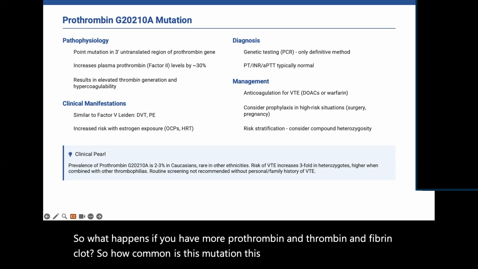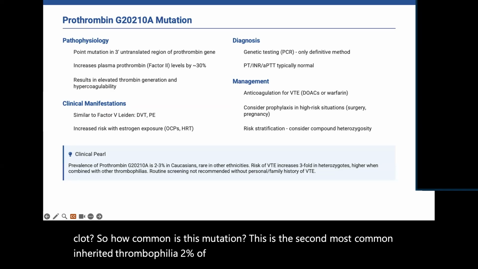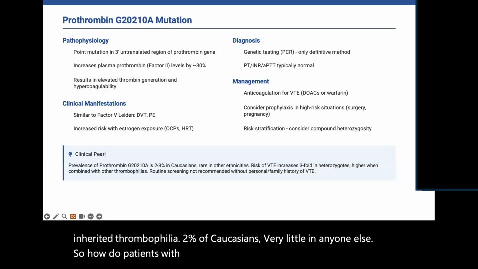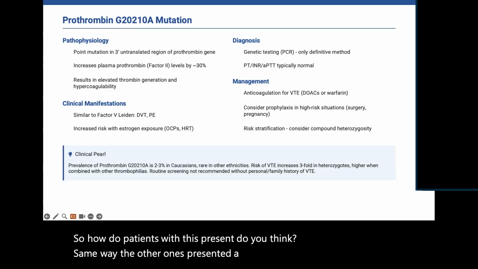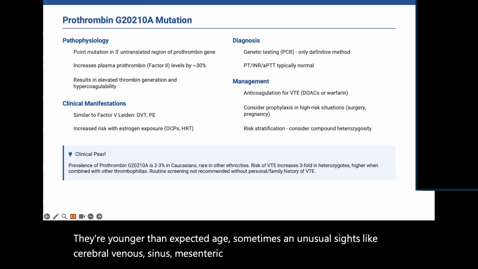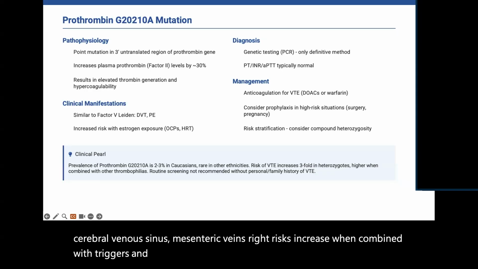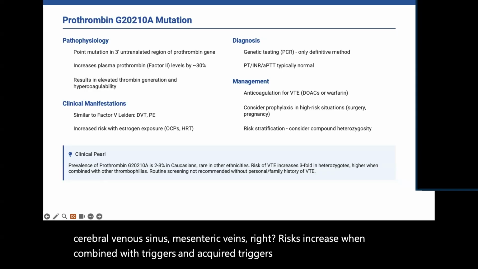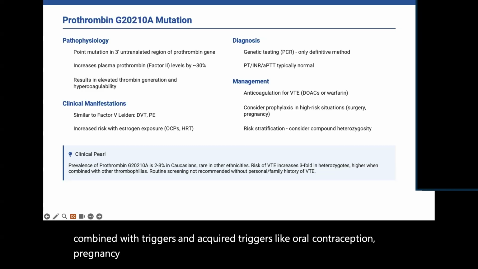So how common is this mutation? This is the second most common inherited thrombophilia. 2% of Caucasians, very little in anyone else. So how do patients with this present, do you think? Same way the other ones presented. A venothrombotic event, a DVT, a PE. They're younger than expected age, sometimes in unusual sites like cerebral venous sinus, mesenteric veins. Risks increase when combined with acquired triggers like oral contraception, pregnancy, immobility, malignancy.